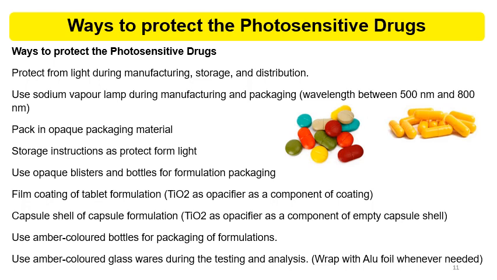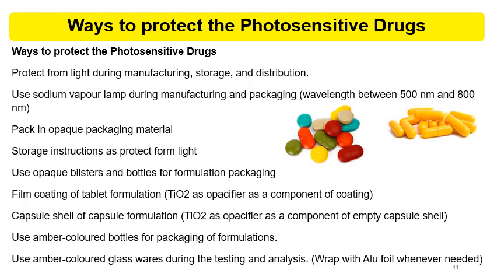Then pack the material in opaque packaging. Opaque means this doesn't allow the passage of light. Storage instruction should be there as protect it from light. Use opaque blisters and bottles for the formulation. Film coating of tablet can be done with the TiO2 as an opacifier in the coating composition. Titanium dioxide is an opacifier and it doesn't allow the passage of light. So if the core tablets are found to be photosensitive, then go for film coating.